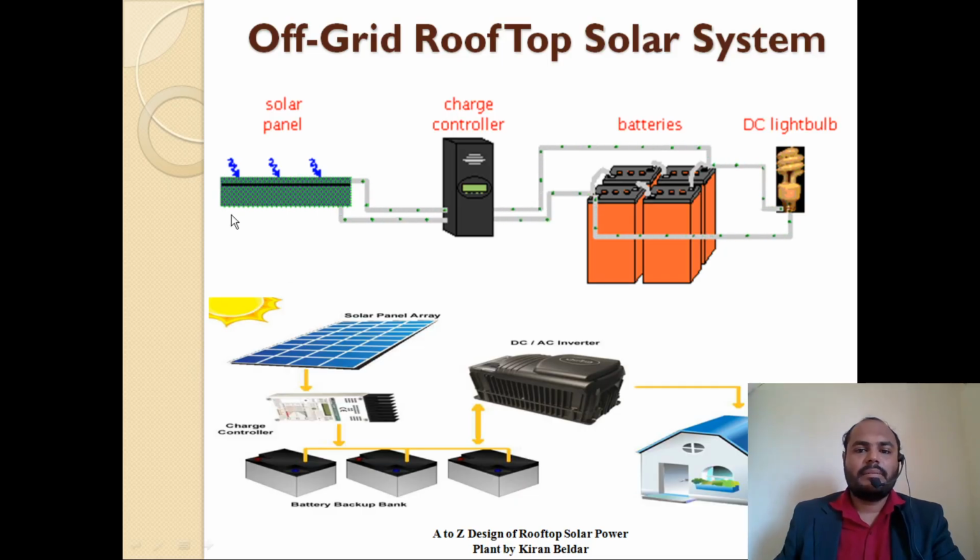This is a basic block diagram of an off-grid rooftop solar system. Here the sun is shining its light over the solar panel. The panel is generating electricity in DC form. This electricity is given to a charge controller.